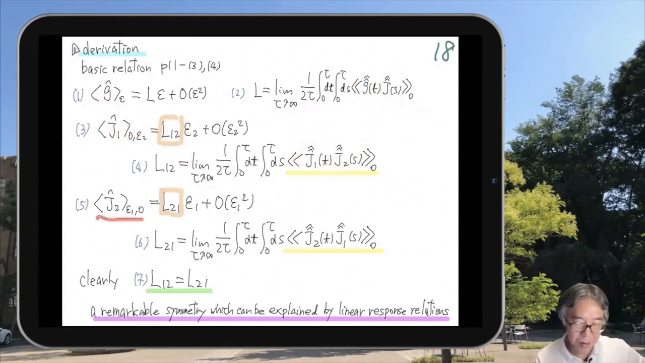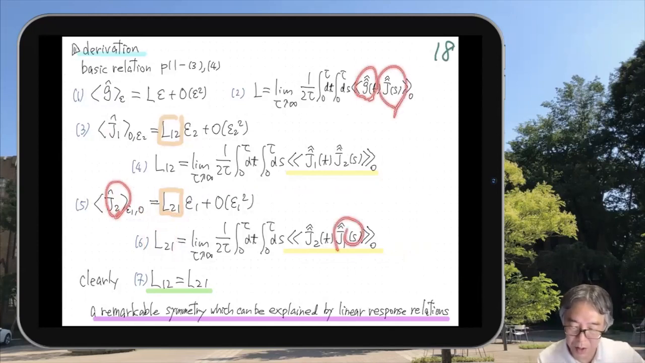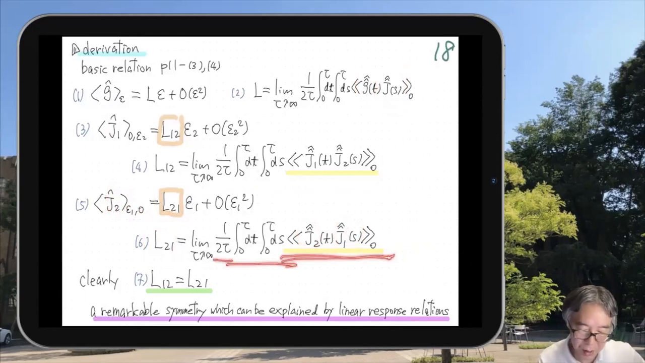And the next thing we consider is that we assume that epsilon 2 is 0. Epsilon 1 is non-zero, and we look at the expectation value of J2. The corresponding linear response coefficient is represented like this. In this case, J2 plays the role of G, and J1 plays the role of J. Now we have this expression, with a time-dependent correlation, integration, and limit.